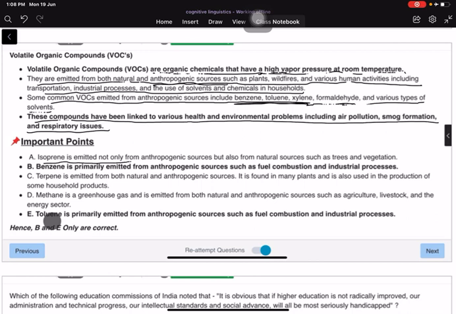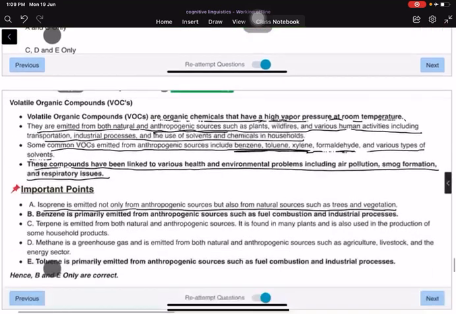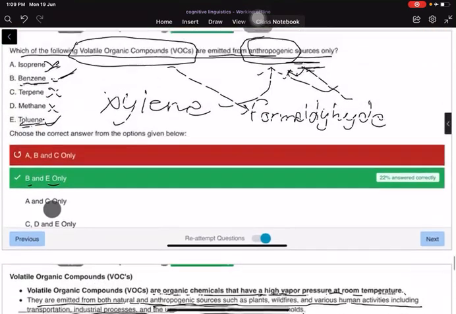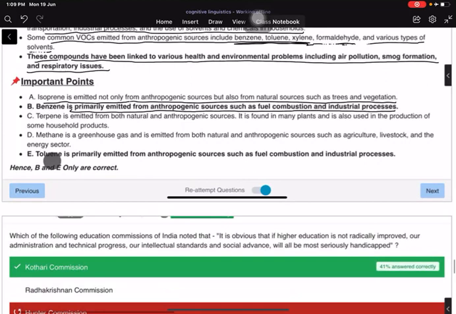Isoprene is emitted not only from anthropogenic sources but also from natural sources such as trees and vegetation. So, isoprene is not a correct option. Benzene is primarily emitted from anthropogenic sources such as fuel combustion and industrial processes. So, benzene is one of the options.